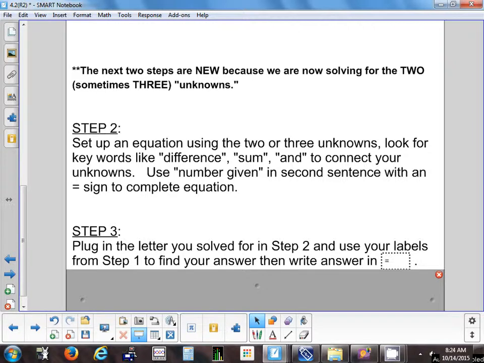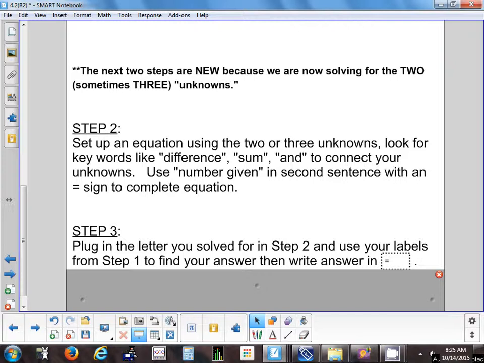We're going to go back to where we labeled everything. Paul's age, Steve's age, whatever. All right, and we're going to use our labels from step 1 to find your answer. And then on the chart, you're going to have a little box that looks like this with dots around it with equals. You're going to write in what each person's, whatever you solve for. So we're going to have to go back in, use the labels we set up.